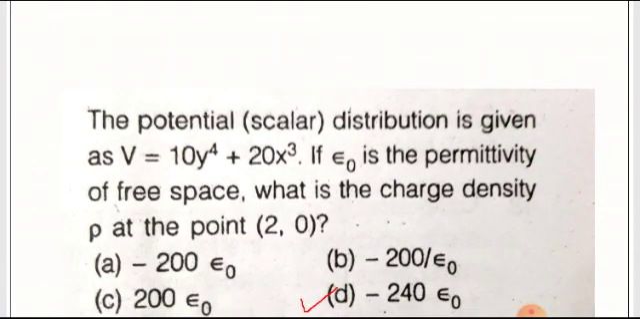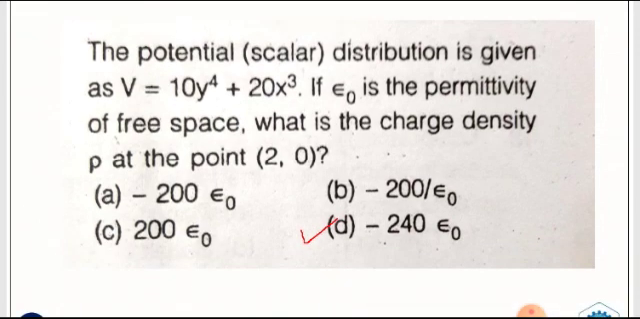Now, let us see one more question. The potential distribution: we should understand that the potential is a scalar quantity. In an electric field, the potential is a scalar quantity, that is the work done. The potential distribution is given as V is equal to 10 y raised to 4 plus 20 x cube. If epsilon 0 is the permittivity of free space, what is the charge density rho at the point 2, 0?